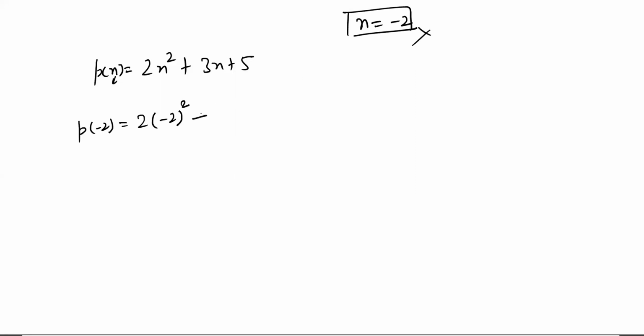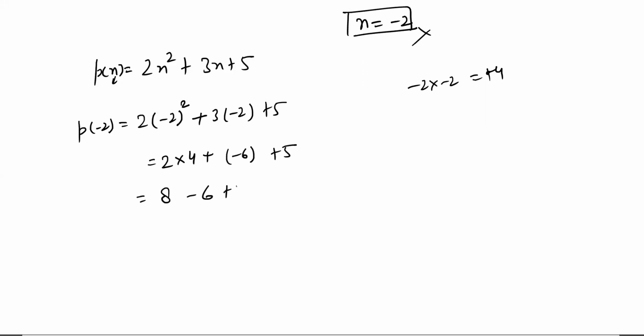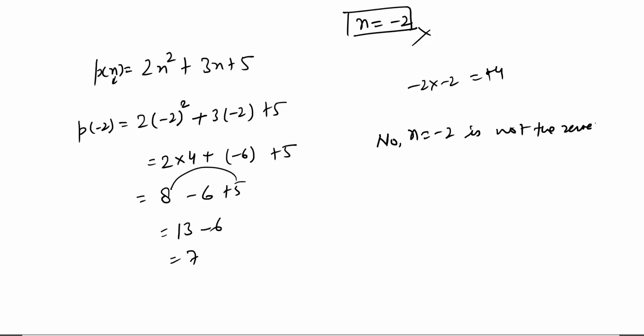Okay, so let me check. This is 3 into -2, then plus 5. What will you get here? 2 into -2 into -2, you will get plus 8. Plus 3 into -2, you will get -6. Then -6 plus 5. I will get 8 minus 6 plus 5. The plus will add, 8 plus 5 you will get 13. Minus 6, you will get 7. So you are not getting 0 here. So we will say that no, x equals -2 is not a zero of the given polynomial.